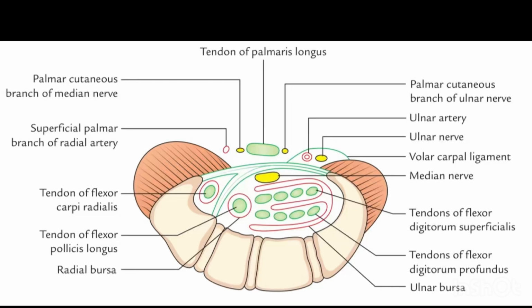The last one is the superficial palmar branch of the radial artery. So the superficial palmar branch of the radial artery also passes superficial to the flexor retinaculum. So we say 10 structures pass deep to the flexor retinaculum, 6 structures pass superficial to the flexor retinaculum.